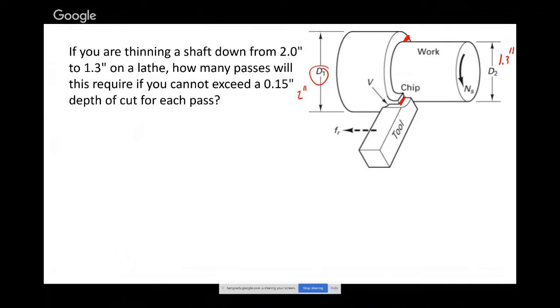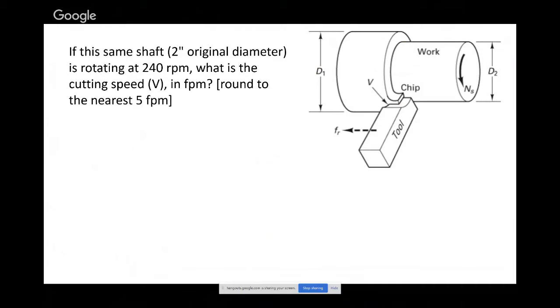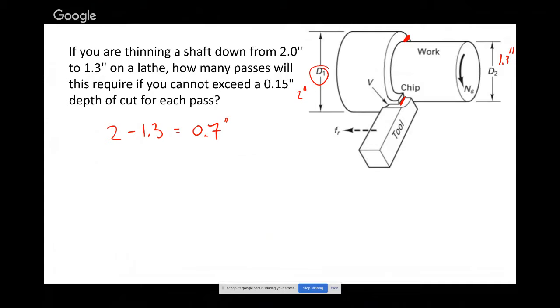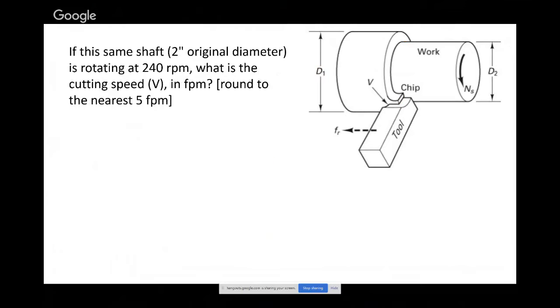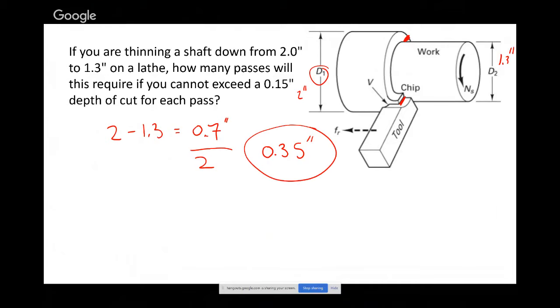So therefore, we're going from 2 inches to 1.3. That means we're going to have a 0.7 inch reduction in the diameter. Now that's not what the tool has to do. The tool only has to do half that, 0.35 inches, because the tool is going to take off 0.35 inches here, and then the workpiece just rotates, and so it's going to take off this 0.35 inches, this 0.35 inches, this 0.35 inches, and what you're going to end up with then is a 1.3 inch diameter shaft at the end of that. So there's a right way and there's a wrong way to do this.